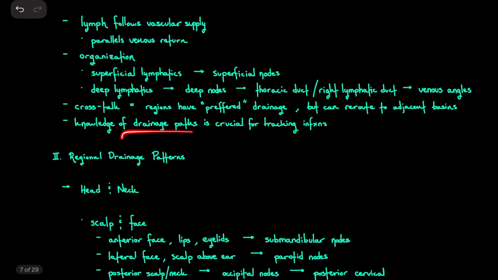However, understanding these drainage paths can be really crucial for tracking infections, right? If a lymph node downstream is swollen, well, that can give you an idea of potentially where the infection is occurring, what tissue space, what organ the infection is occurring in.